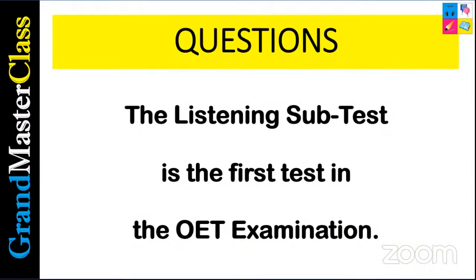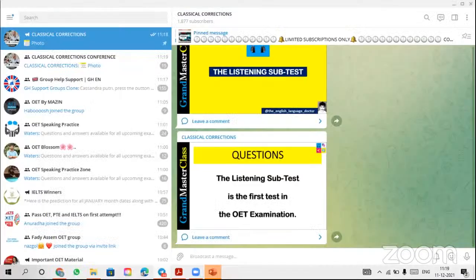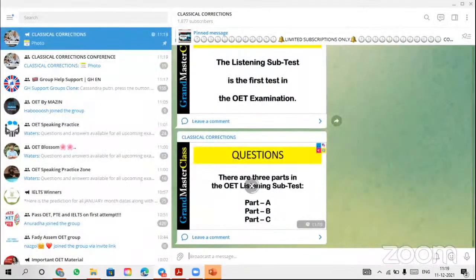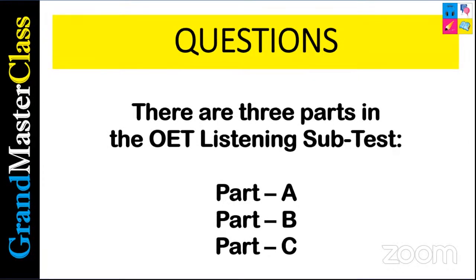Right. Next, 3 parts. So part 1. Now part 1 will be the easiest. Part A is difficult. Part B is more difficult. Part C is the most difficult.